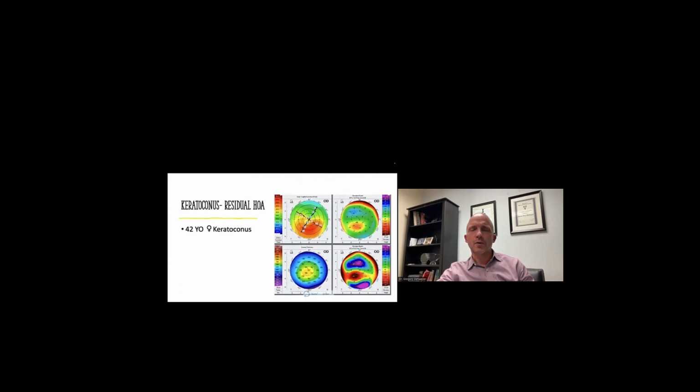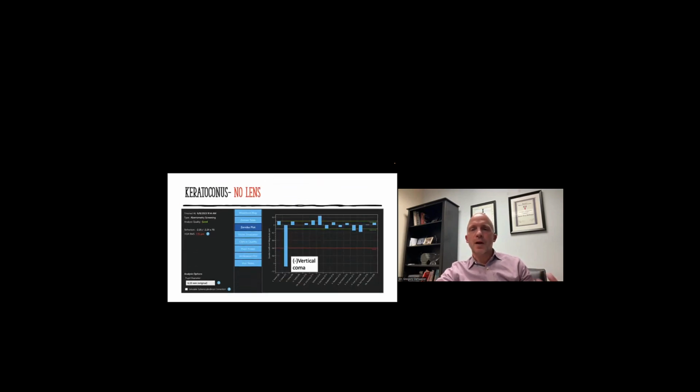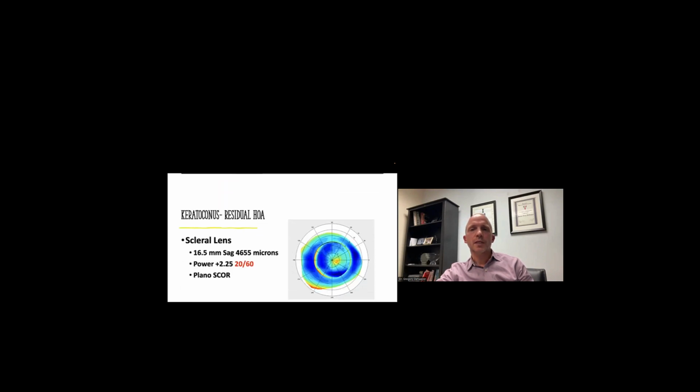I just wanted to share this case with you. This is a 42-year-old female patient who reported to me. She had crosslinking in 2019. She was fit with a scleral contact lens from her local optometrist, a great fit. But the problem is that she had reduced visual acuity with a scleral contact lens. This is her aberrometry without a lens, and it is very typical. The eye has a lot of negative vertical coma, and this is what troubles her with her vision when she's trying to wear glasses.